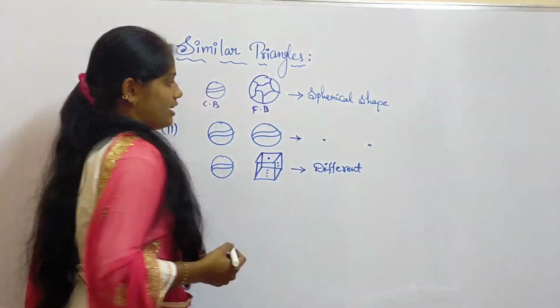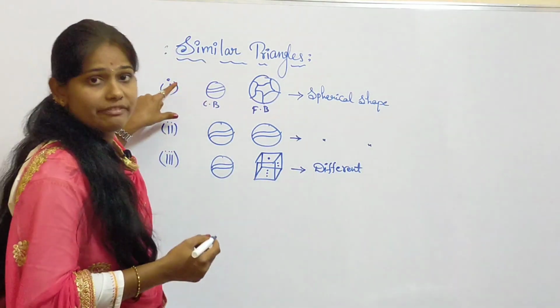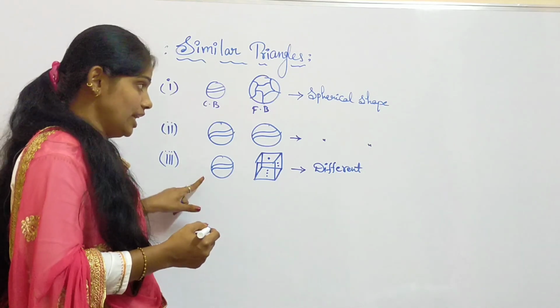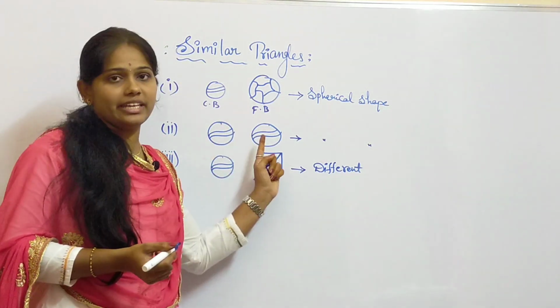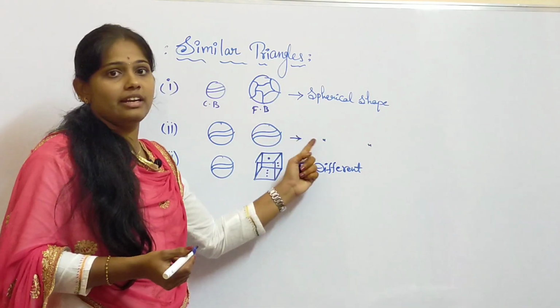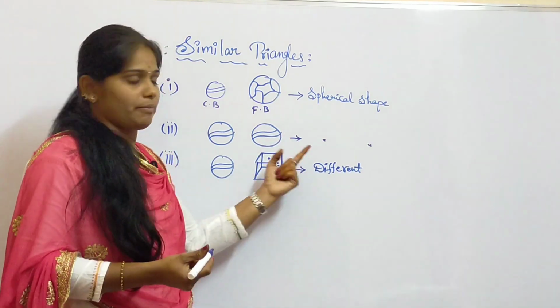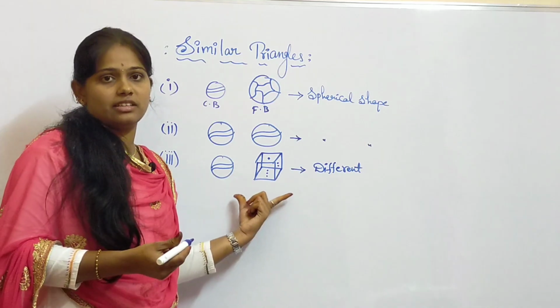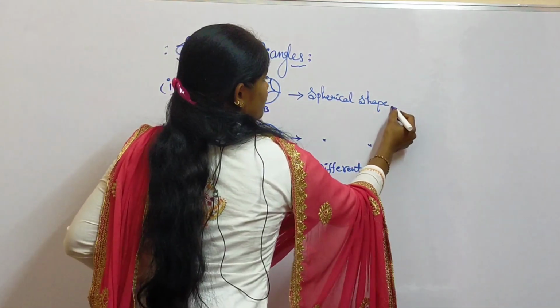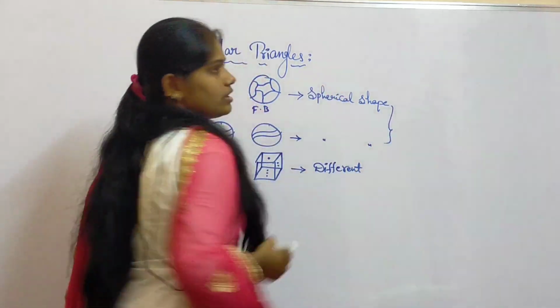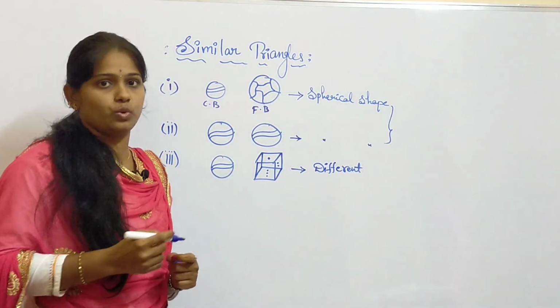See, when we compare the first and second with the third case, what can we observe? In the first and second cases, the shapes are the same. But in the third case, the shapes are different, right? So here, the shapes are similar in these two cases.